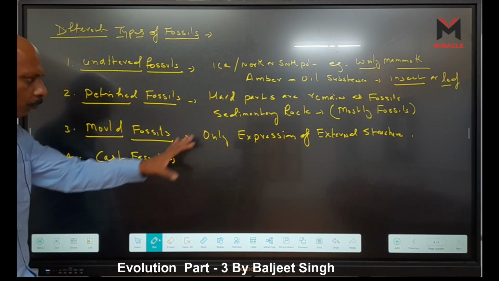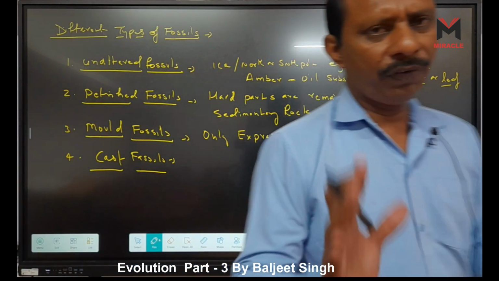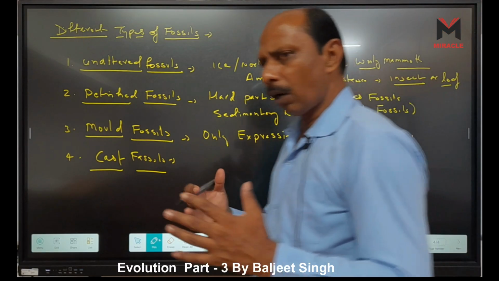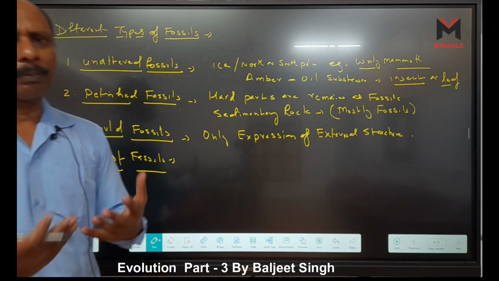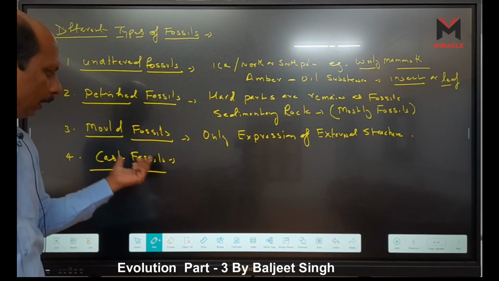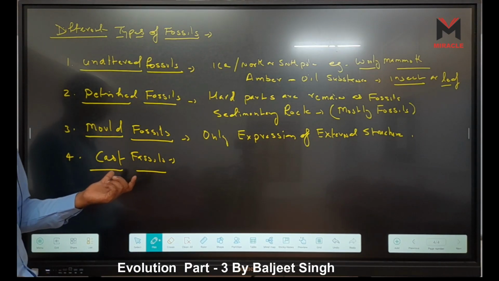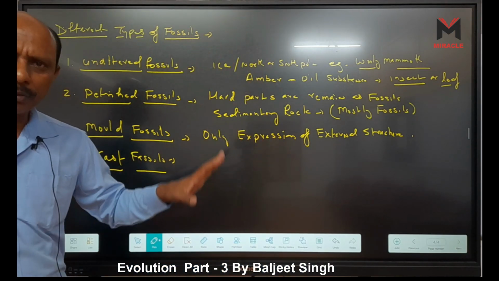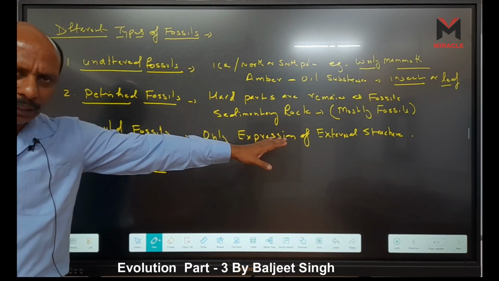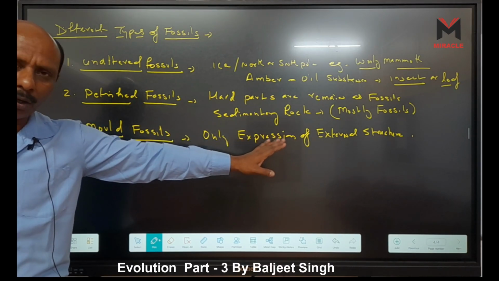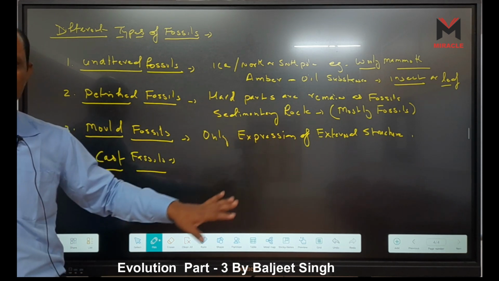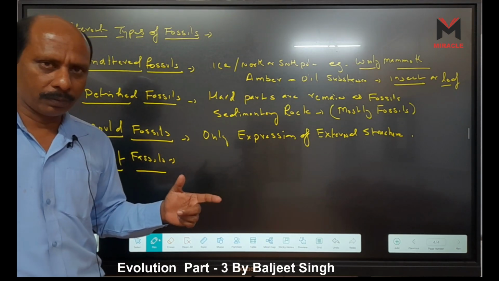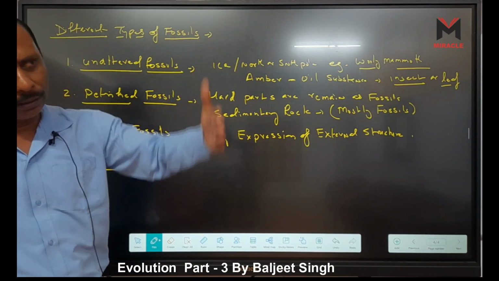Sometimes what happens? These molds, meaning empty spaces, are filled up with other substances, right? When it is filled up with a different type of soil or rock or different substances, then this mold fossil is converted into a cast fossil. The empty spaces made by the decaying organisms are filled up by different substances. So these substances are different from the original rock, and we get a specific structure.